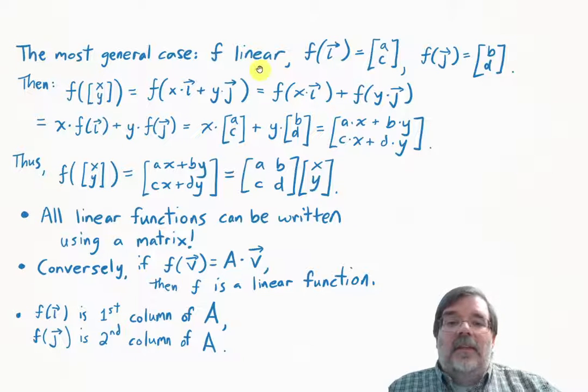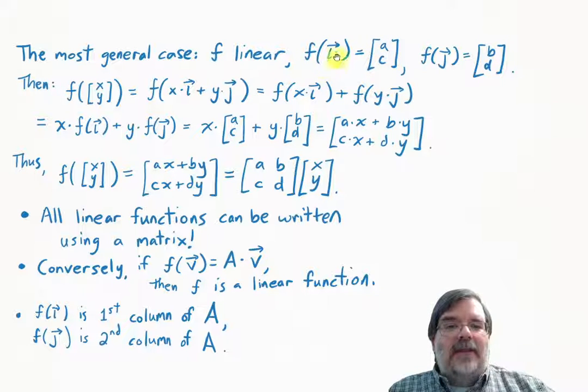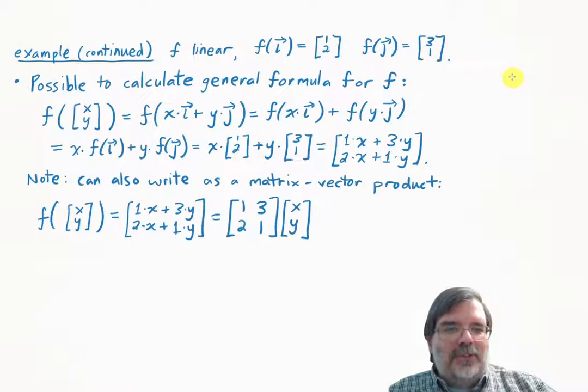So to do the most possible general case ever, let's say f is a linear function, and this time, instead of having specific numeric values for f of i and f of j, let's assign variables to these. Let's try to derive something that works in every possible situation.